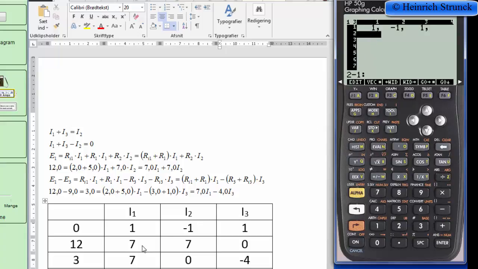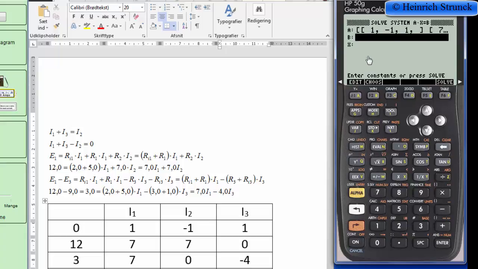Then the next line is 7, 7, 0. We key in a number 7, enter, 7, enter, and 0, enter. Then finally we have 7, 0 and -4. Key in the numbers 7, enter, 0, enter, and 4 plus minus, enter. Then we have entered the A matrix and we press enter again just to exit A matrix.